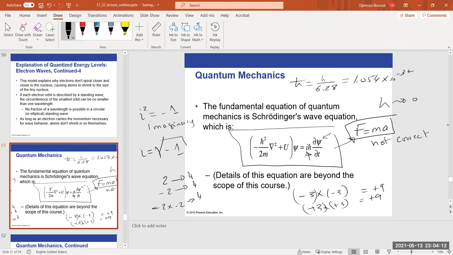It has the mass of the particle. It has this ugly looking upside-down delta called the Nabla operator or the del operator. It has all of this U. The main thing that you take from this is that this is a complex equation. It has imaginary numbers in it, describing something called the wave function.